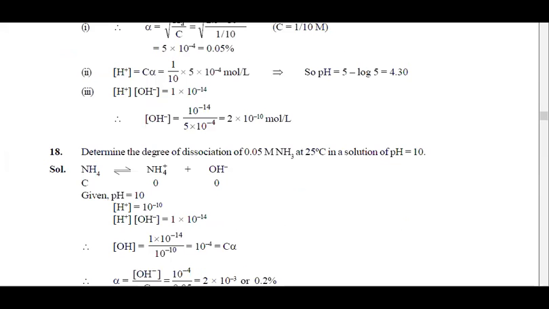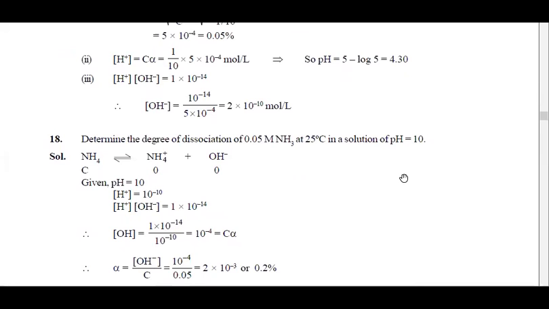Okay, so I hope all of you understood these types of problems. Yes or no? Tell me everyone, I hope all of you understood these types of problems. So we are done with acid and base. Yes or no? We are done with acid and base.